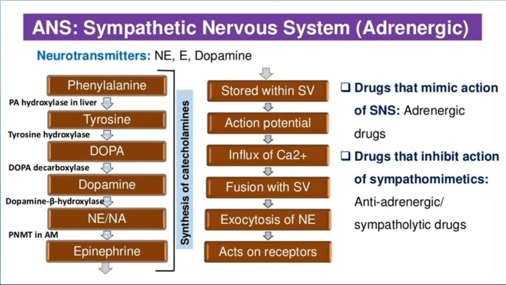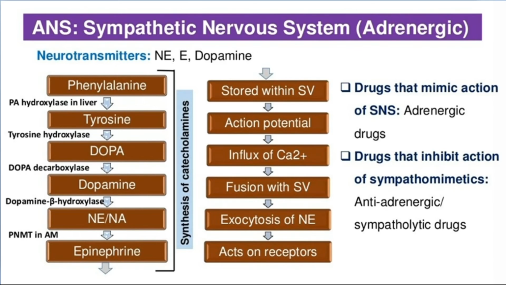ANS, sympathetic nerve system, adrenergic, neurotransmitters like norepinephrine, epinephrine, dopamine. The production of these neurotransmitters is from phenylalanine, which is an amino acid, which is then converted into another amino acid, that is tyrosine, by using an enzyme hydroxylase. Then it converts into dopa again by hydroxylase. Then by using decarboxylase, it converts into dopamine. Then it finally produces the norepinephrine or noradrenaline by using hydroxylase enzyme again. Then it converts into epinephrine.